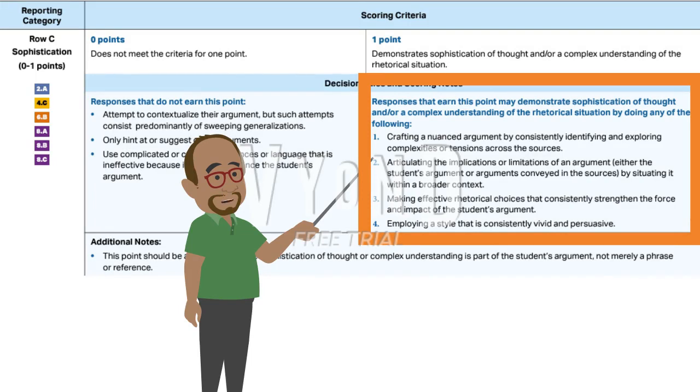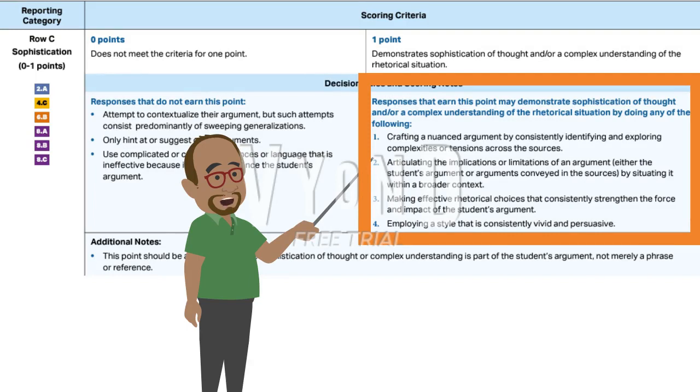Second, they can articulate implications or limitations of their argument or arguments from the sources. For example, if their thesis holds true, what impact might this have on society in the future? Are there any scenarios in which their thesis wouldn't apply? Students who do this well will add qualifiers to their claims. Thirdly, students can earn this point by making effective rhetorical choices that consistently strengthen and enforce the impact of their arguments. Most likely, this means they have organized a really strong line of reasoning with logical steps that build on one another in such a way that the reader cannot help but see the value of the student's conclusion.